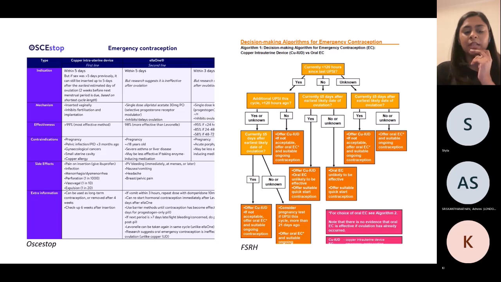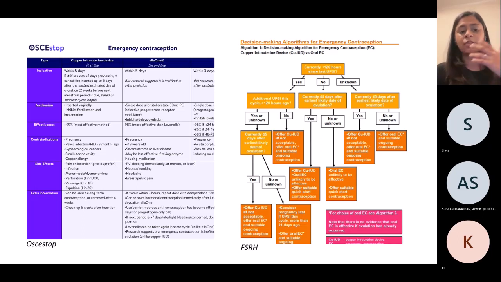Again, this is just a really nice slide with two things on it. The first one is emergency contraception and the three different types, and also when it's indicated, and how it relates to effectiveness and side effects that they can ask you.